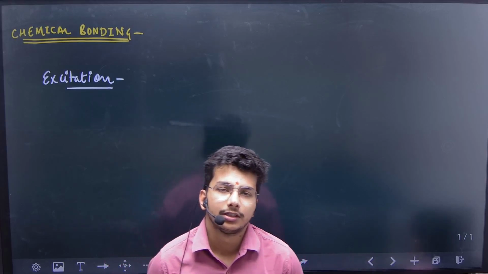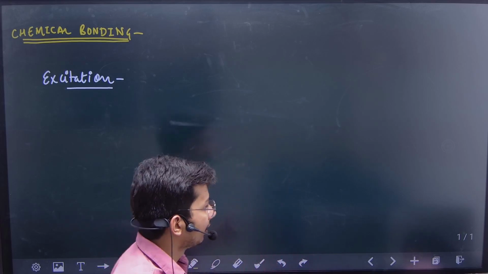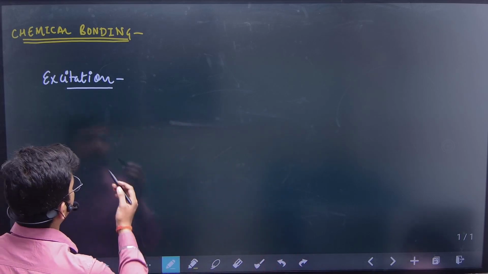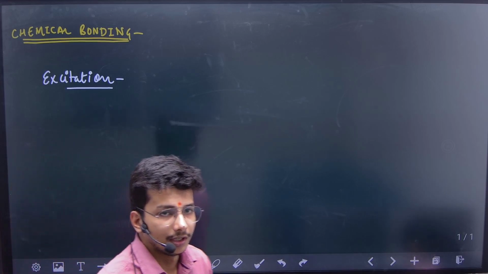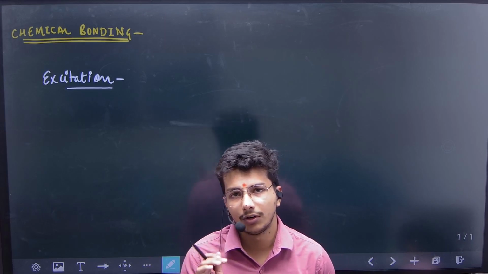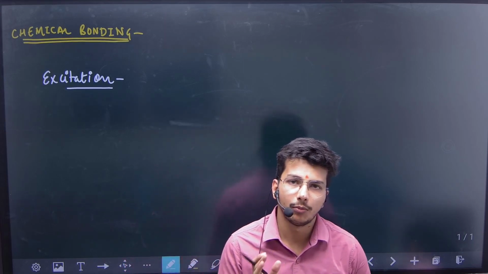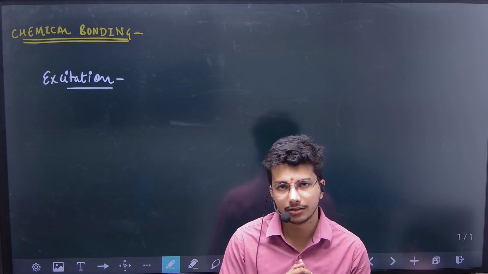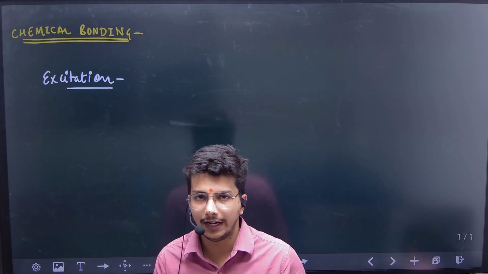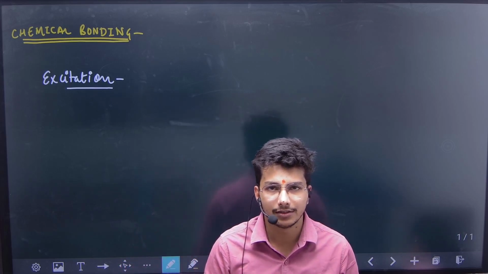Hello students, in today's chemistry class, we'll talk about this topic of chemical bonding named excitation. This falls under valence bond theory, in which we have already studied that in order to form a bond, two orbitals of two atoms should overlap. They can form a sigma bond or pi bond, as we have studied in valence bond theory.